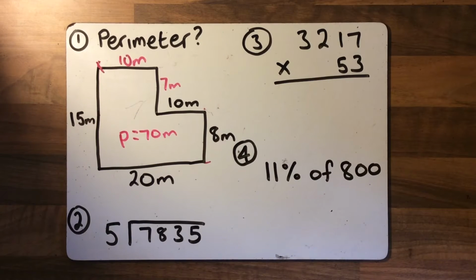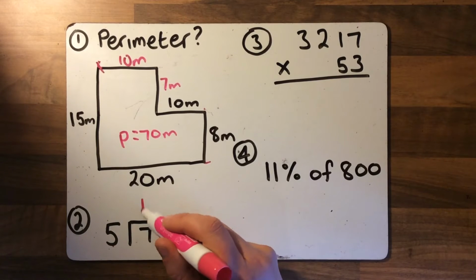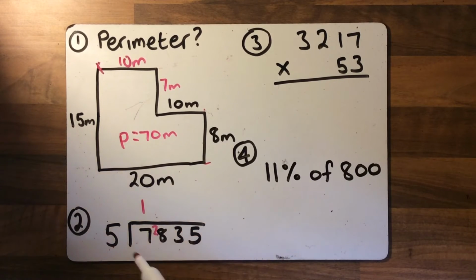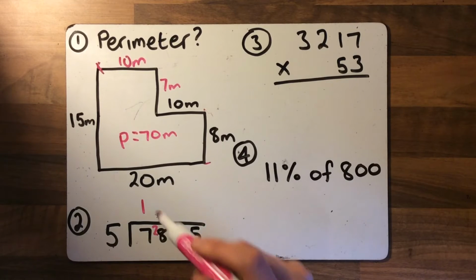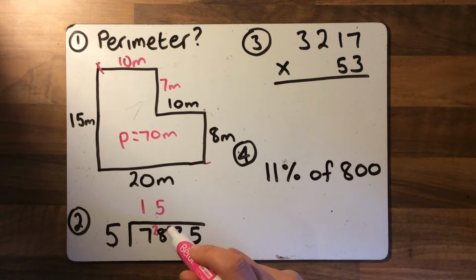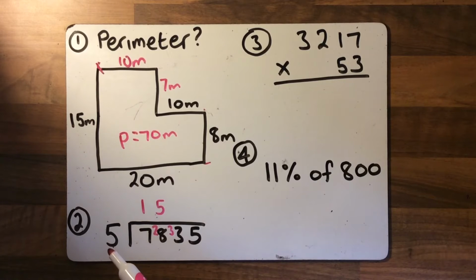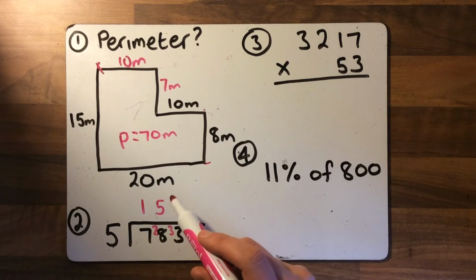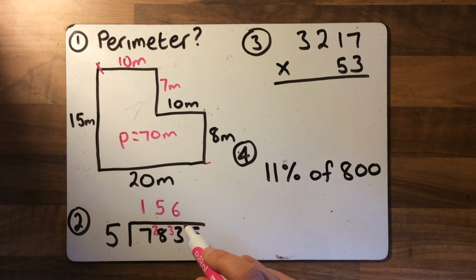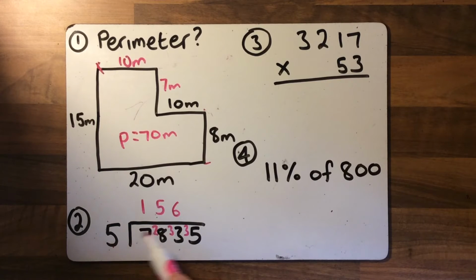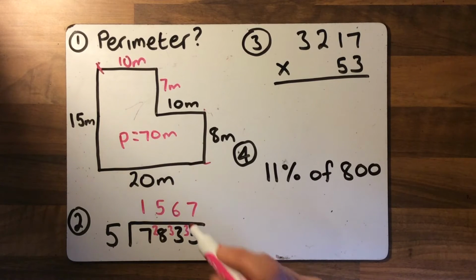Looking at number 2 now, the division question. How many times does 5 go into 7? It goes in once with 2 left. How many times does 5 go into 28? It goes in 5 times with 3 left. How many times does 5 go into 33? It goes in 6 times with 3 left. And how many times does 5 go into 35? It goes in 7 times.